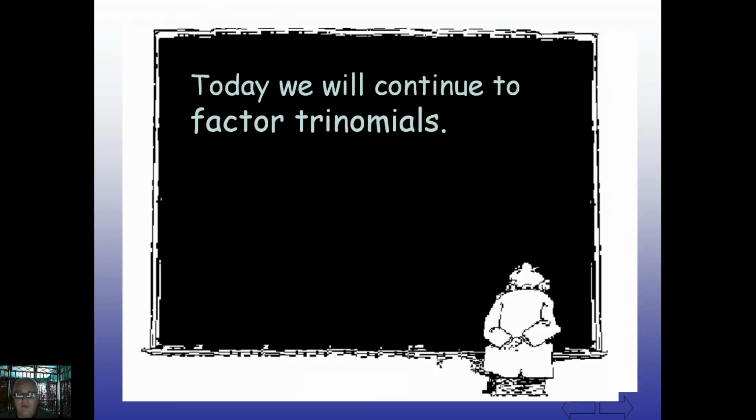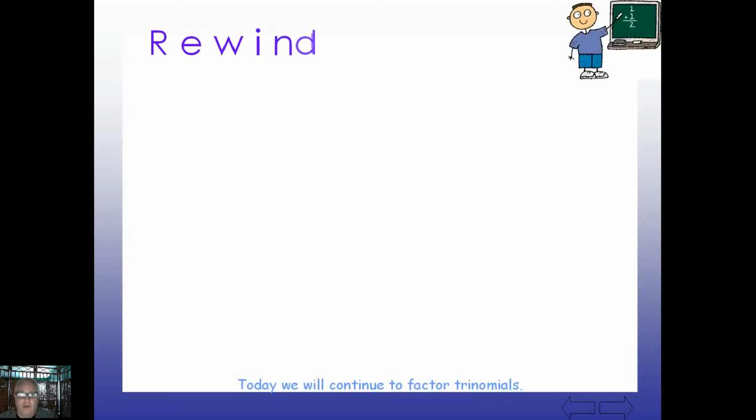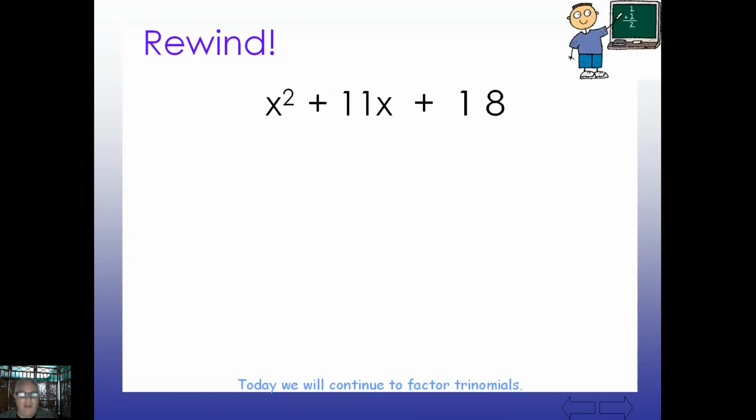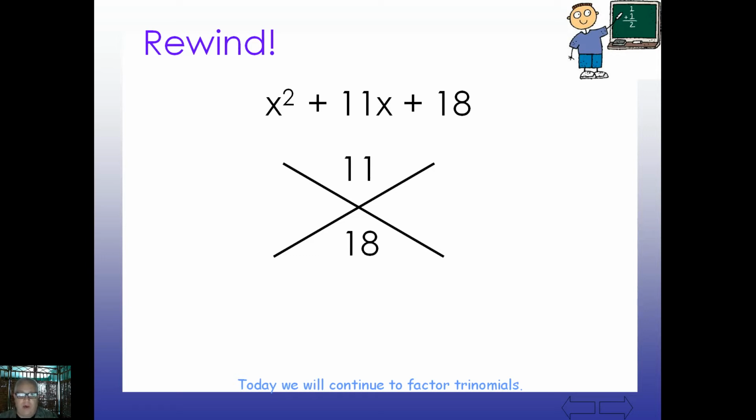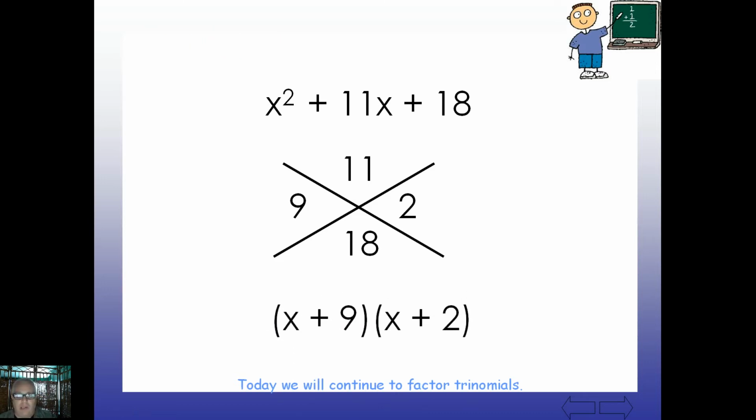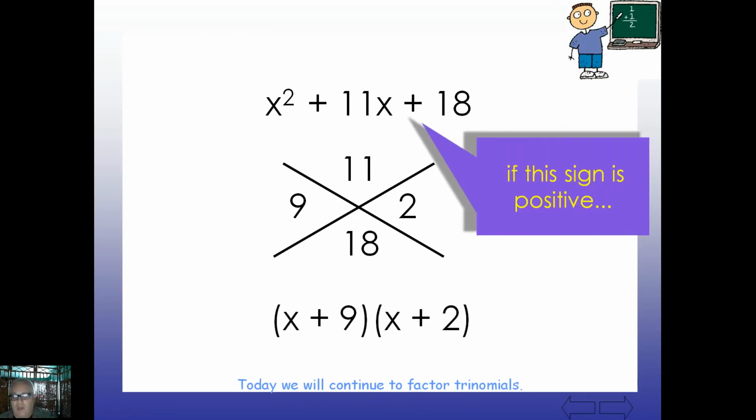Today we're going to continue to factor trinomials. They're going to look a little bit different than yesterday, but just slightly. So here's a rewind for you. X squared plus 11x plus 18. We went ahead and used the x, and we dropped the 11 down. We put an 18 at the bottom, because remember this coefficient is 1, and 1 times 18 is 18. And then we said that maybe 9 and 2, right? Isn't 9 plus 2 11? But 9 times 2 is 18. And our answer was simply x plus 9 times the quantity x plus 2.